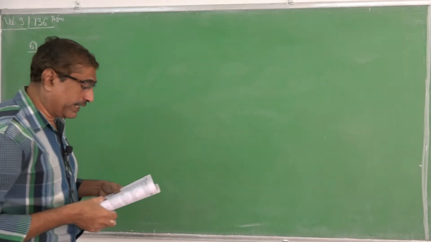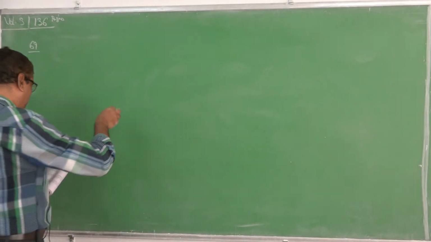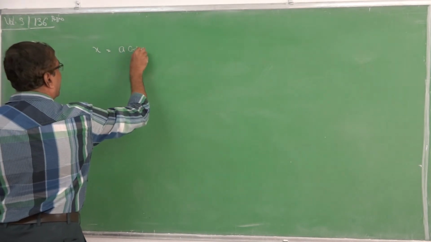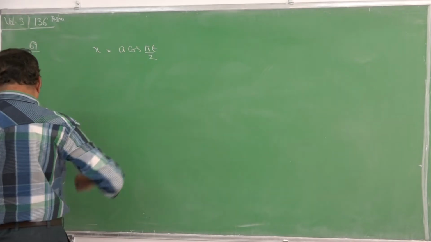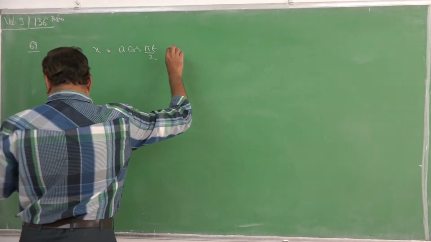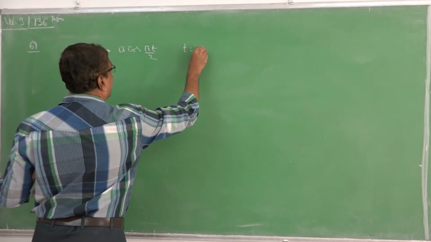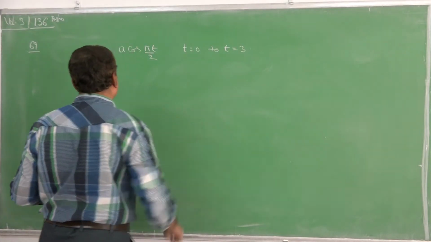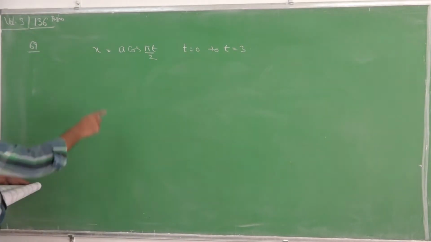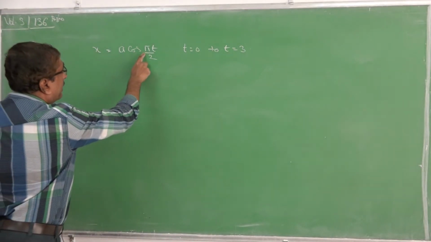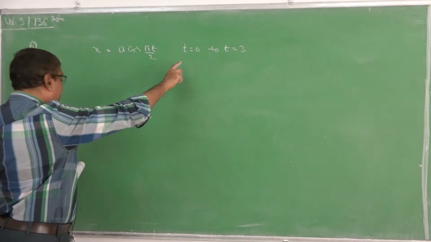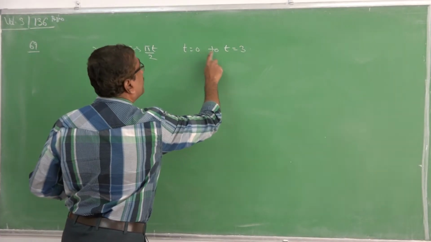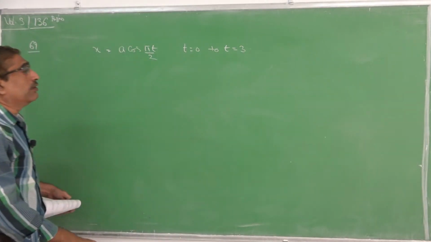A particle moves according to the equation x equal to a cos(pi t by 2). The distance covered by it in the time interval between t equal to 0 and t equal to 3. Okay, so a particle moves according to this equation x equal to a cos(pi t by 2). The distance covered by the particle between t equal to 0 and t equal to 3. How can we calculate this?